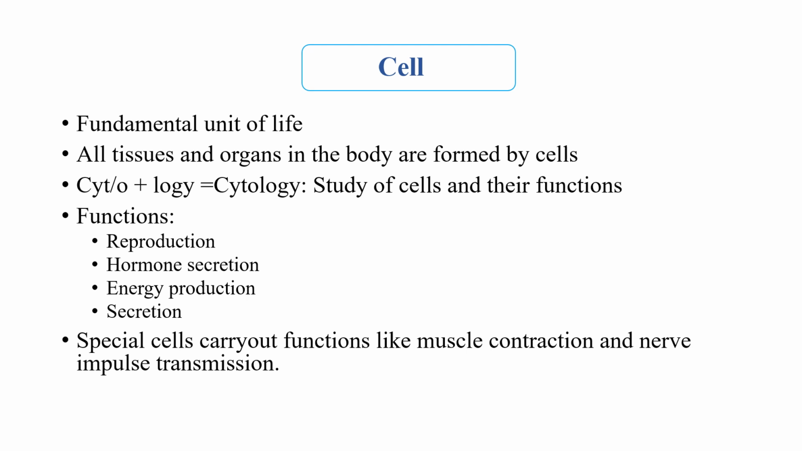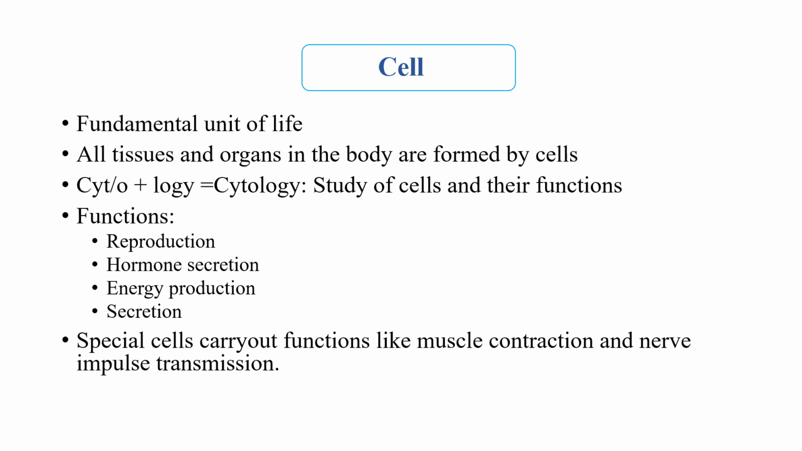We have already discussed that cells form tissues, tissues form organs, organs form systems and systems form the body. Now let's look at each of these structures starting with cells. The cell is the fundamental unit of life and cells have all the properties of being alive. They respond to stimuli, engage in metabolic activity and reproduce themselves. All tissues and organs are formed by cells. The combining form cyto and suffix logy combine to make the medical term cytology. Cytology is the study of cells and their function.